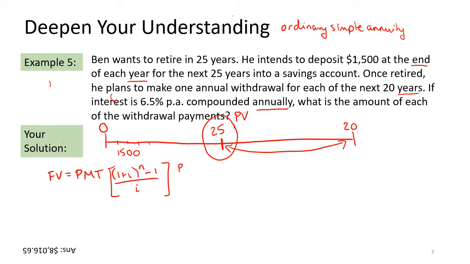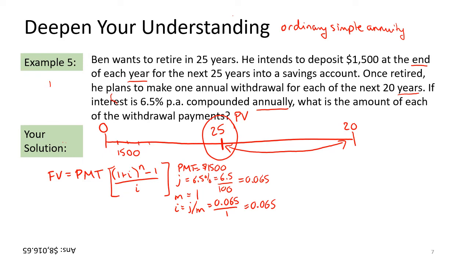So what we know is his payments are $1,500. His nominal interest rate is 6.5%, which is equal to 6.5 divided by 100, removing the percentage sign, or 0.065. In this case, his number of compounding periods per year is 1, right? Because it's annually. So his periodic interest rate is equal to J divided by M, just 0.065 divided by 1, or just 0.065.